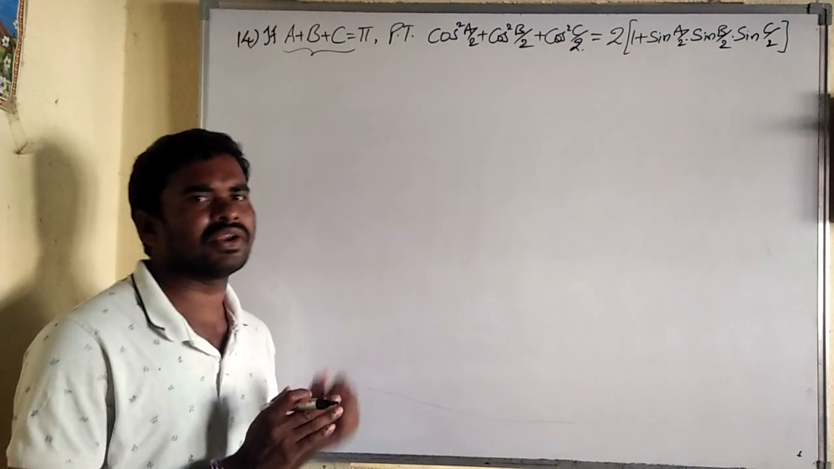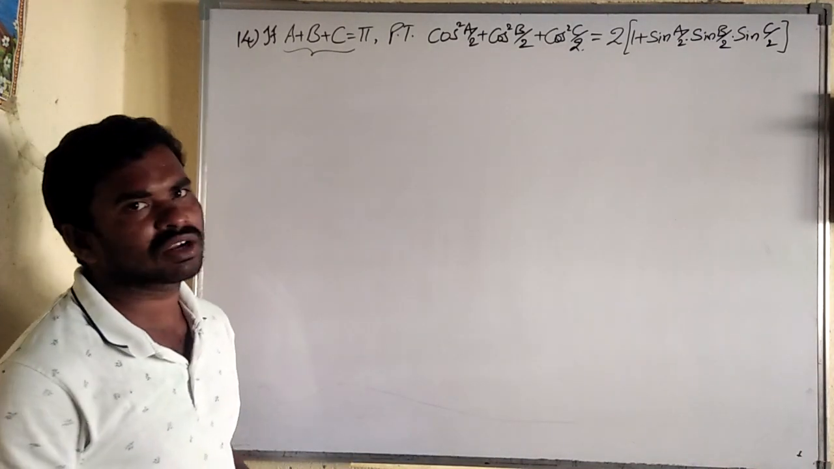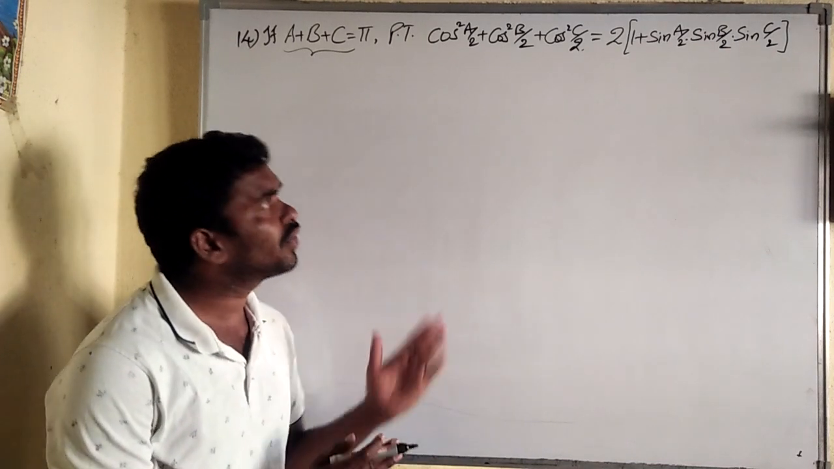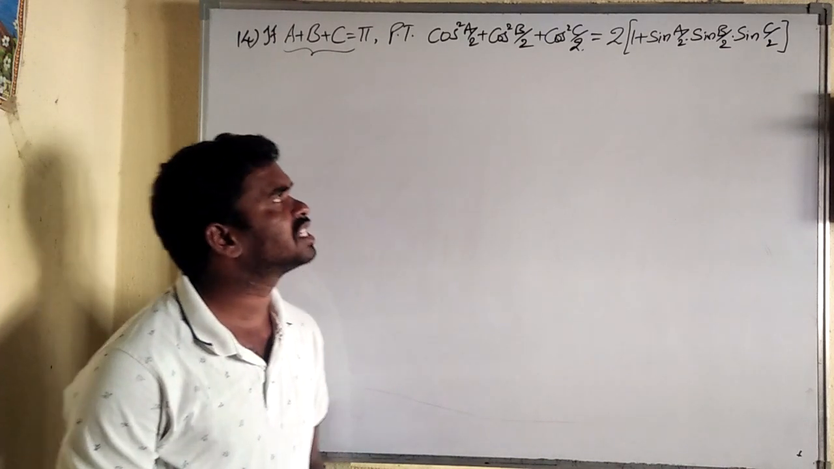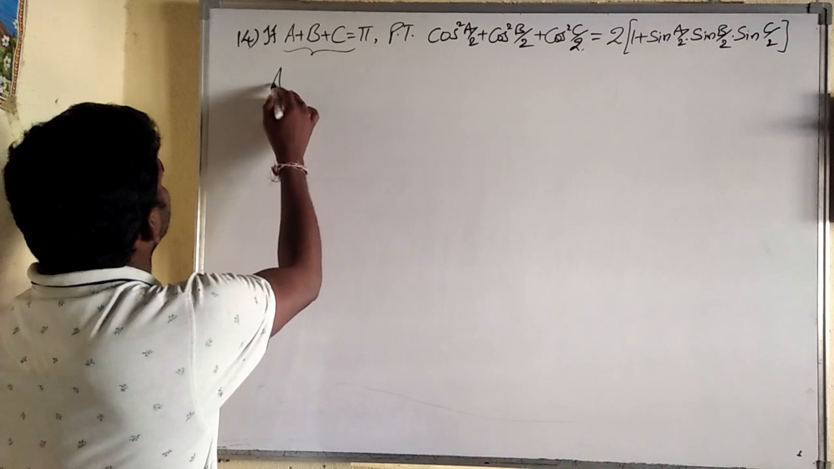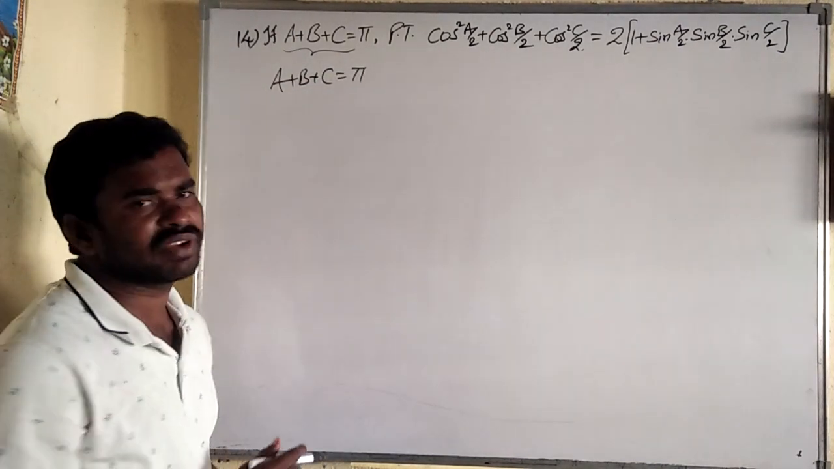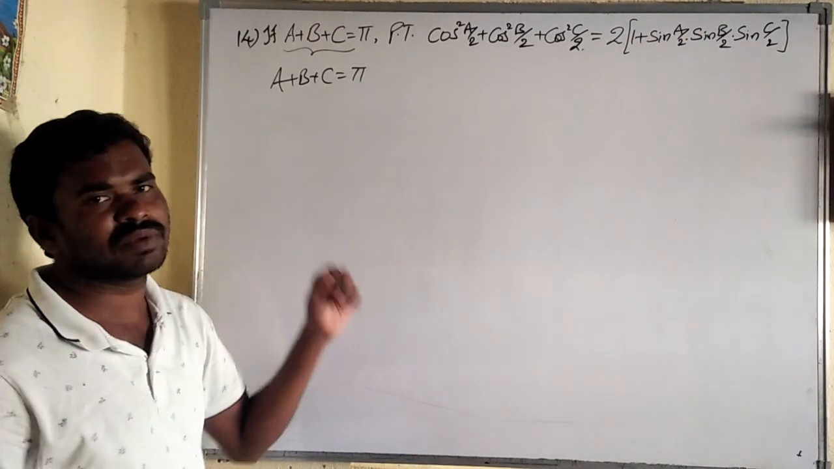So, part 9 continuation. 14th question: if A plus B plus C is equal to pi, then prove that cos square A by 2 plus cos square B by 2 plus cos square C by 2 is equal to 2 into 1 plus sin A by 2 into sin B by 2 into sin C by 2. Okay, so here the condition is given, A plus B plus C is equal to pi. But in the question we can observe there is A by 2, B by 2, C by 2, which means we should take the value of A plus B by 2.